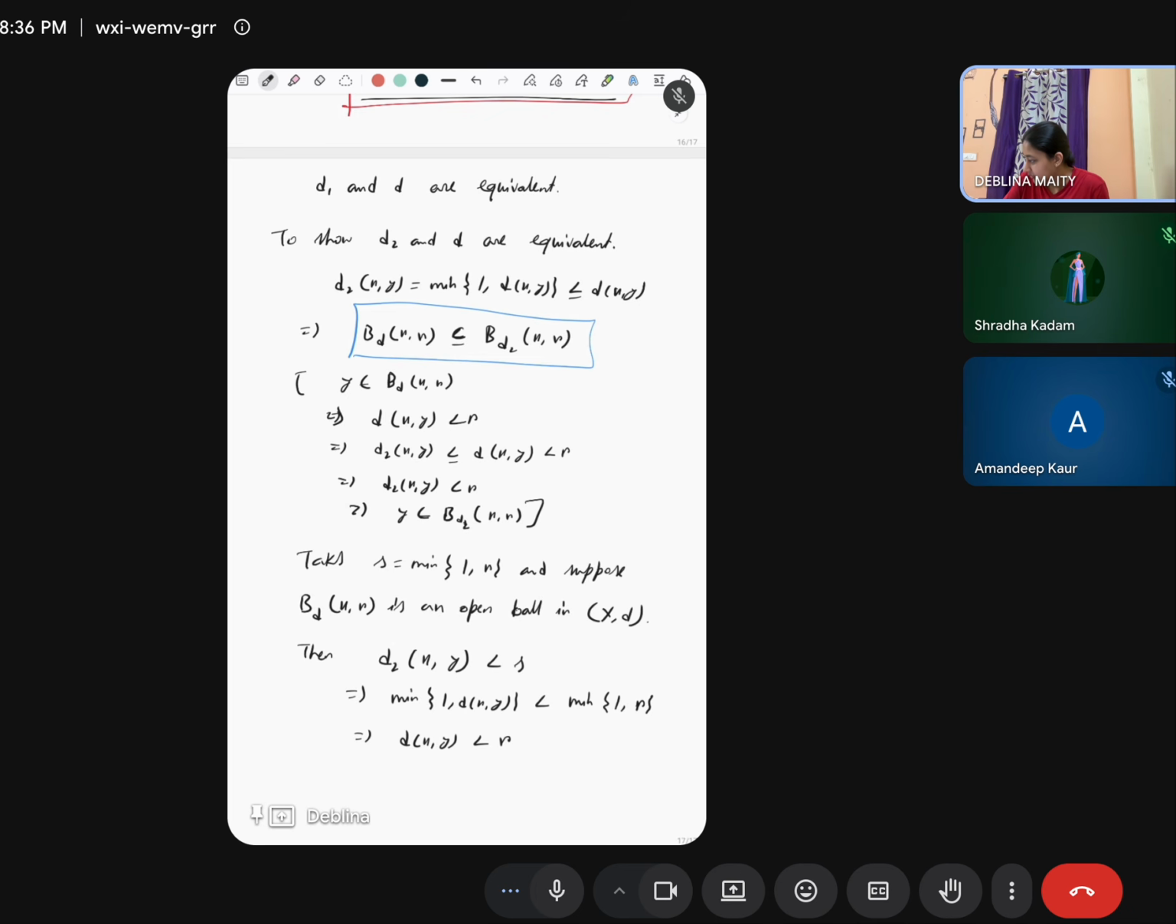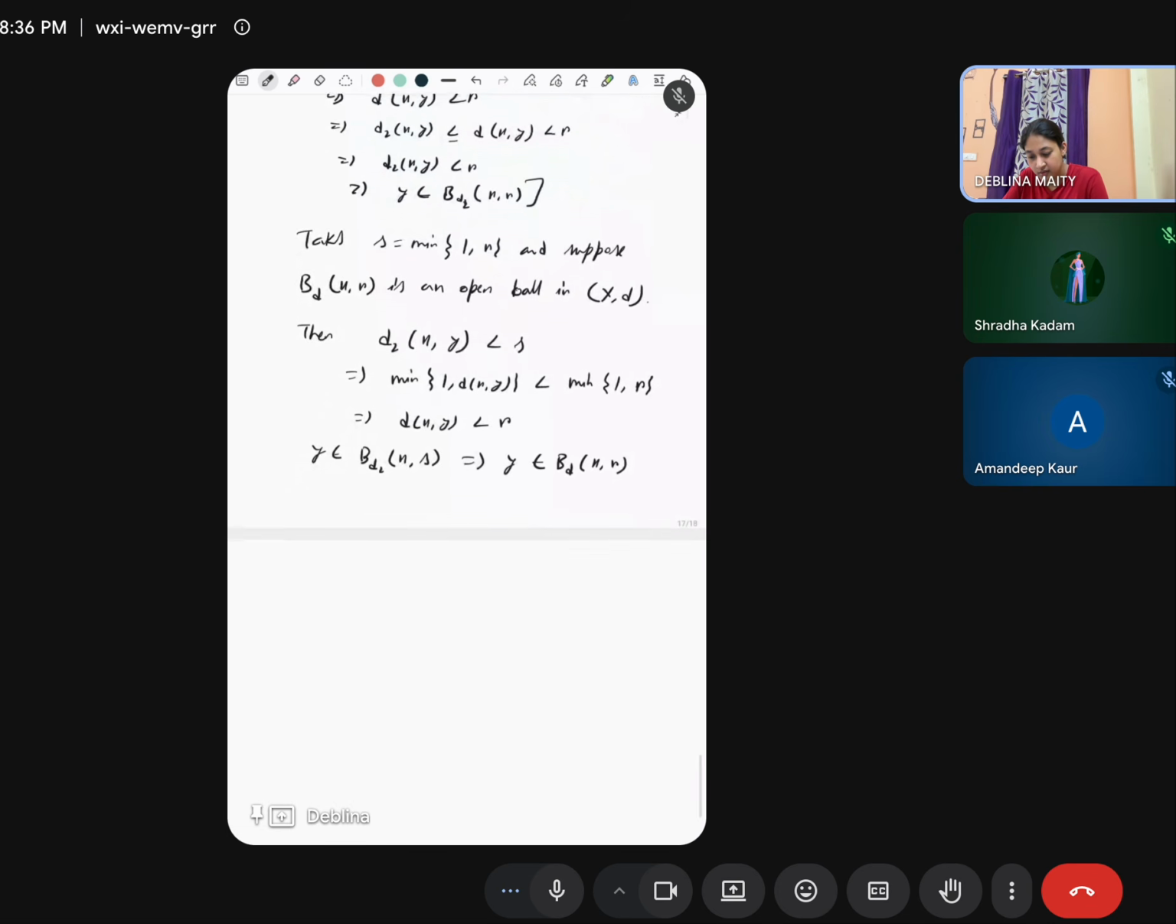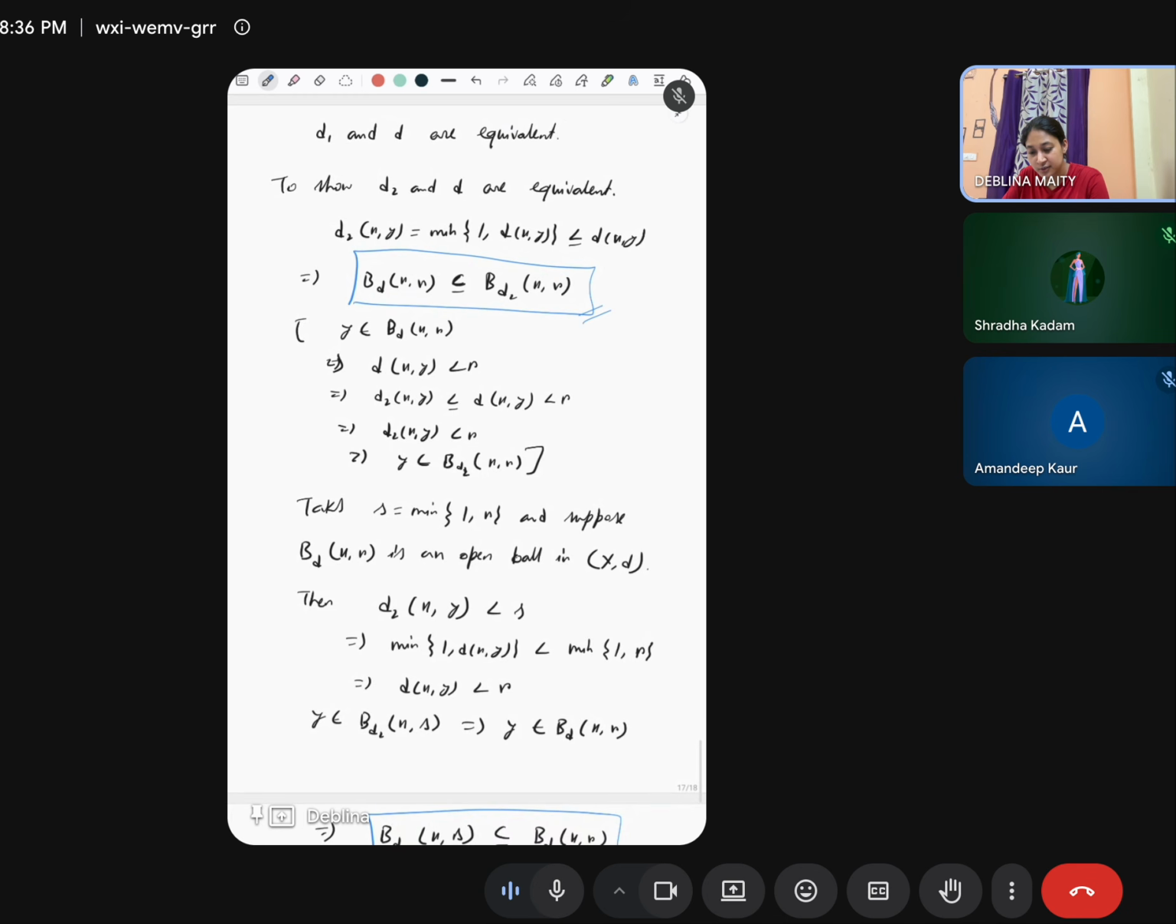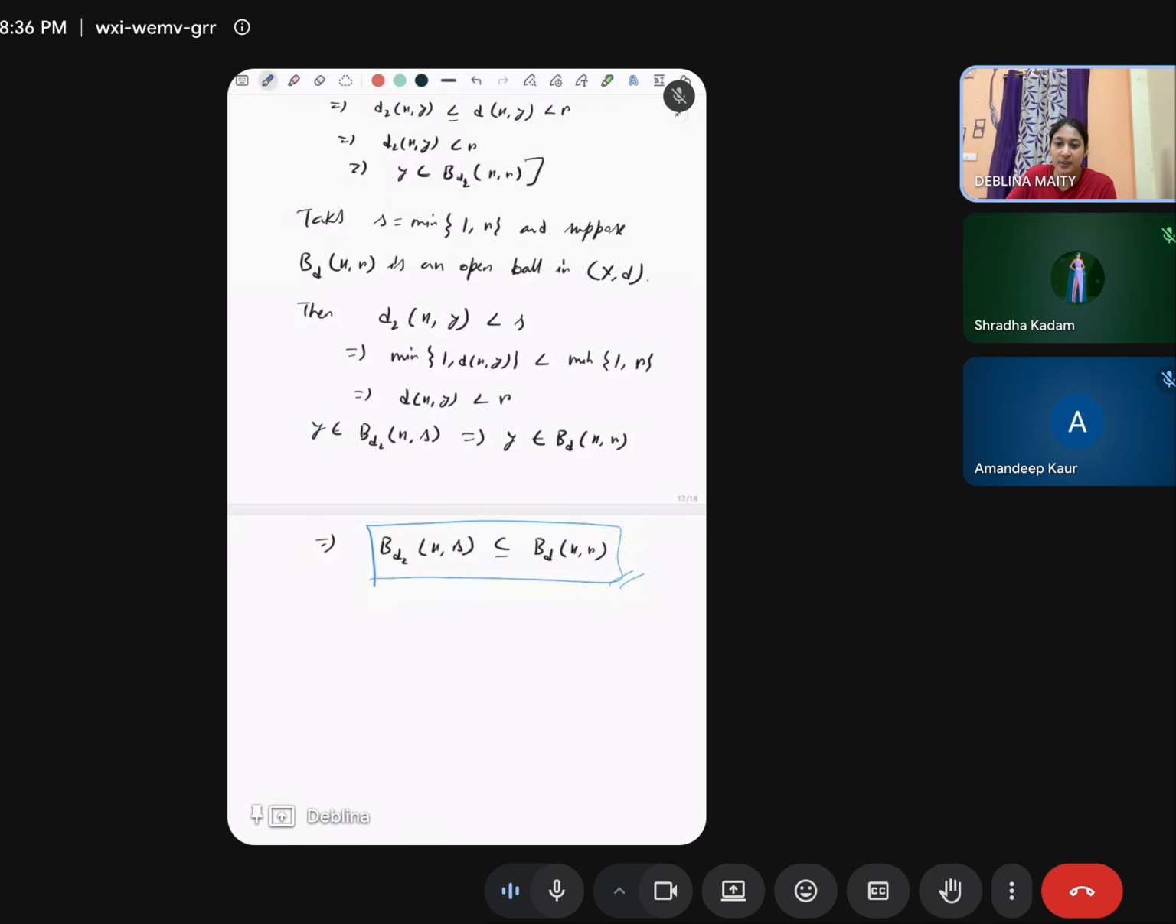Okay, so this means y belongs to B_d2(x, s) implies y belongs to B_d(x, r). So this implies B_d2(x, s) is contained in B_d(x, r), right? This one. So from these two we can conclude that d2 and d are equivalent. So d2 and d are equivalent, right? So d1, d and d2 all are equivalent.